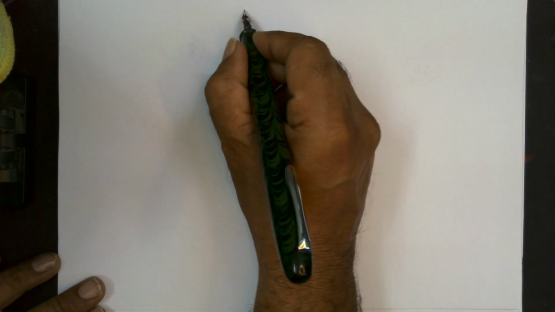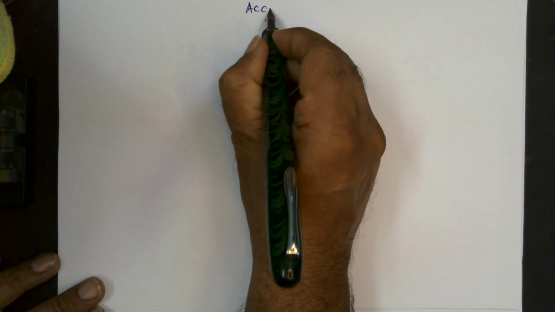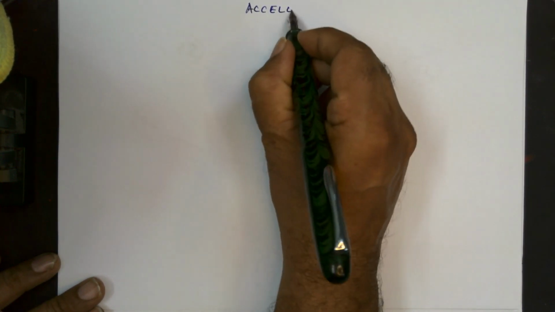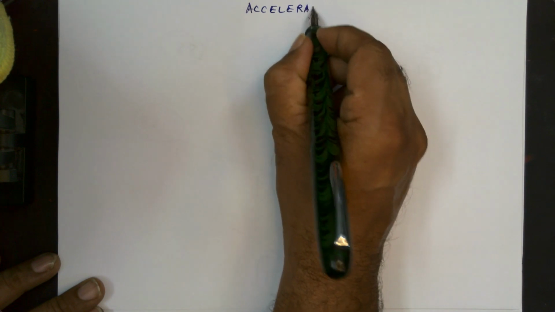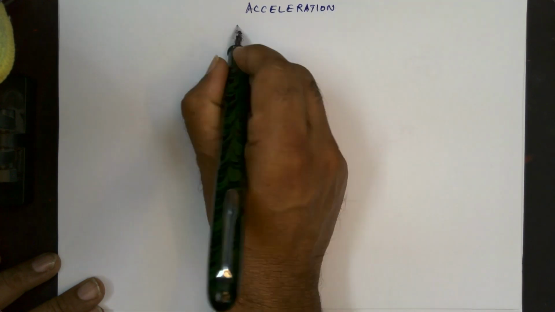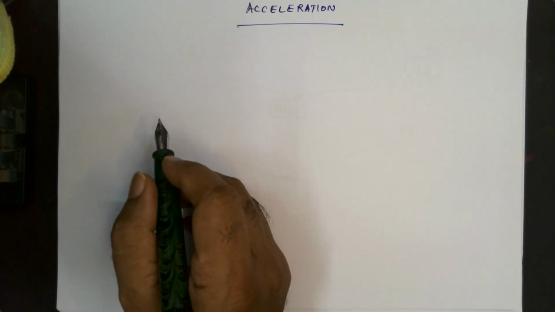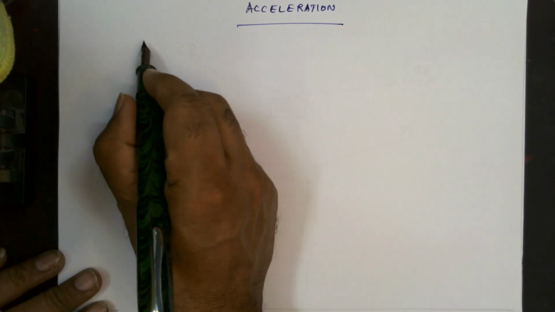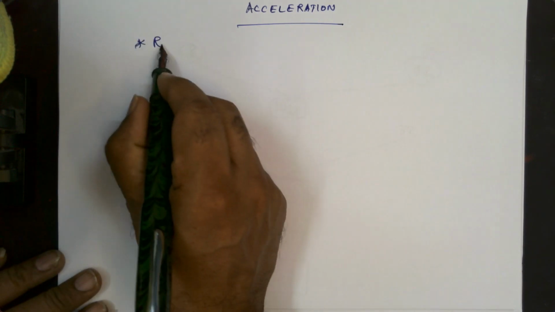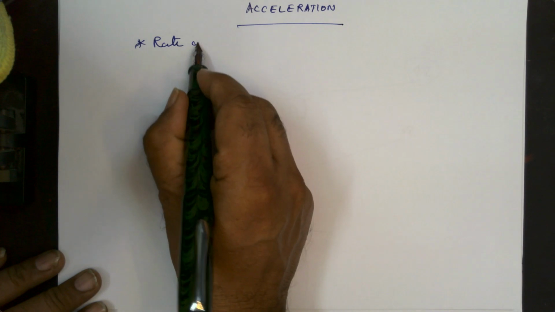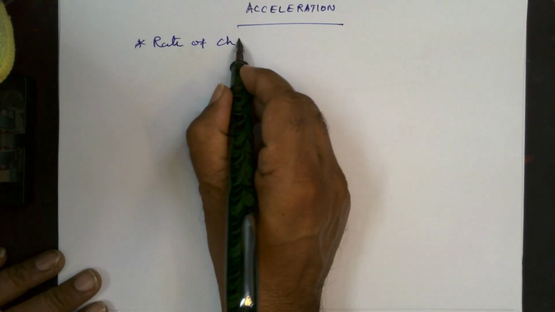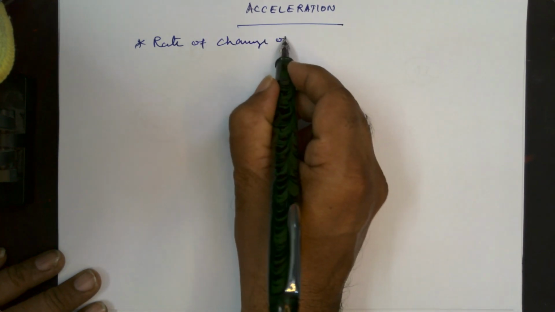Let us consider the rate of change of velocity, that is also called acceleration. Take down acceleration. This is also called rate of change of velocity.